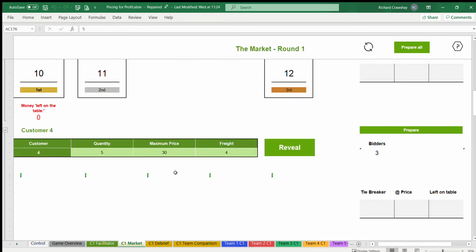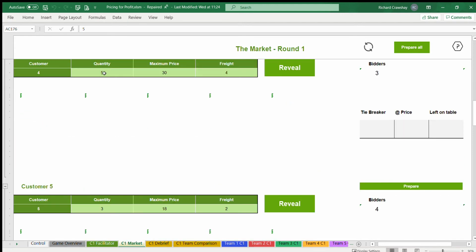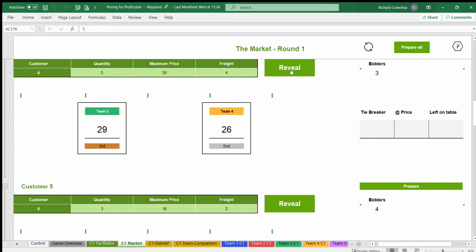And as we move on to customer 4, this is the customer with the biggest order, quantity of 5, maximum selling price of 30, freight of 4. And there are 3 bidders for this particular business. In third place is Team 2 with a bid of 29. In second place is Team 4 with a bid of 26. But the winners are Team 3 with a bid of 19. But look, they've left 6 on the table. They could have bid 25 and they would have still won this business.